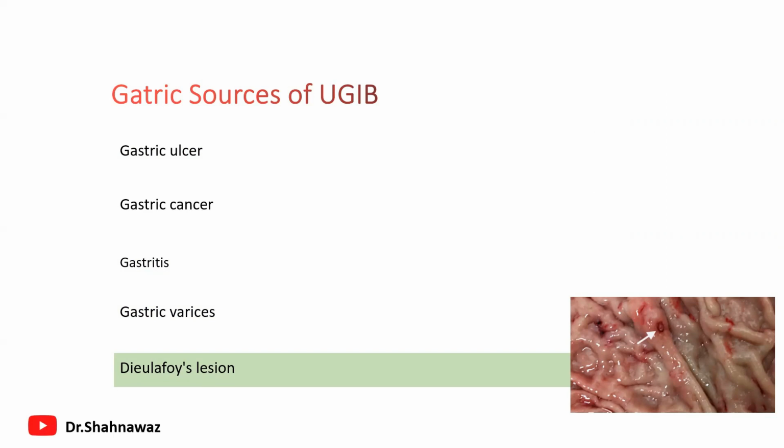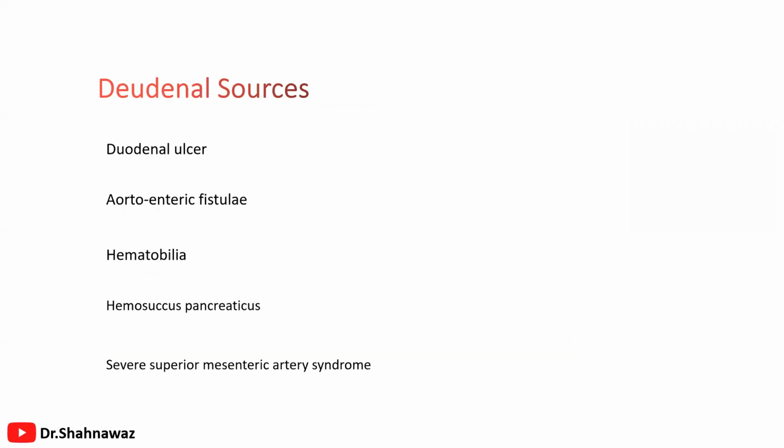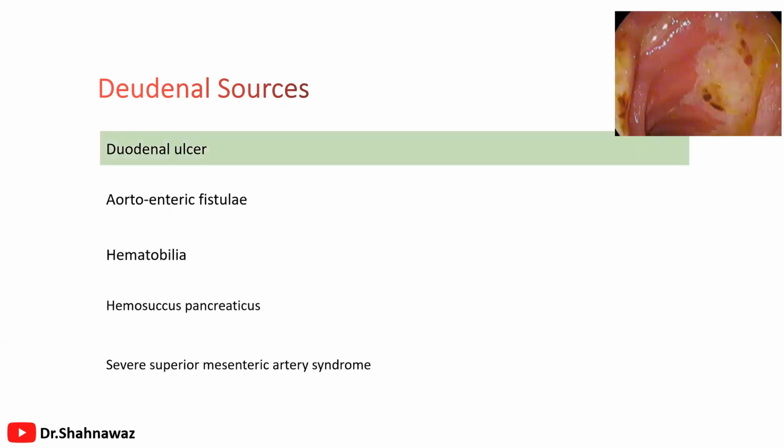You see the arterial rupture in this picture, in which the stomach lining is damaged, and that may lead to lesions, and that could be the source of the bleeding. And continuing with the lecture, we see what could be the duodenal sources of the GI bleeding.